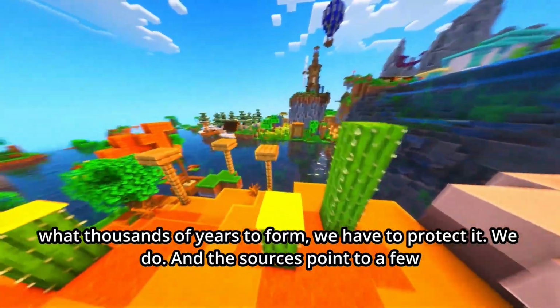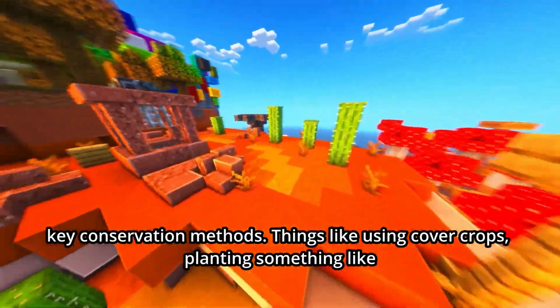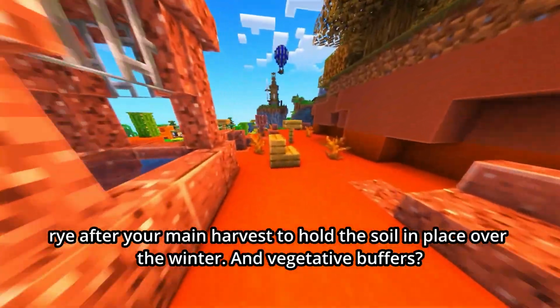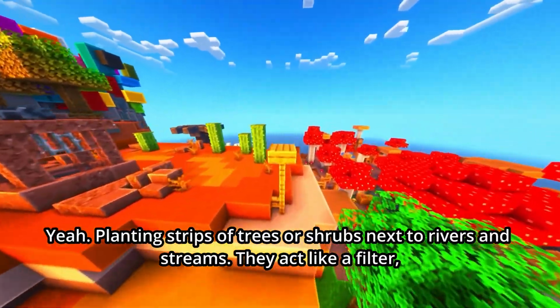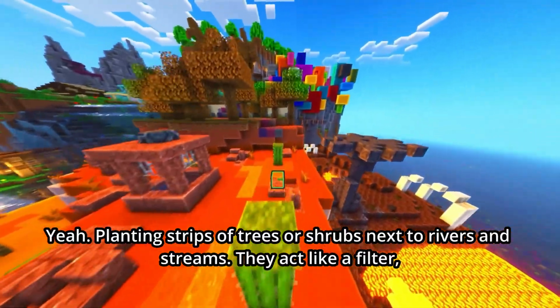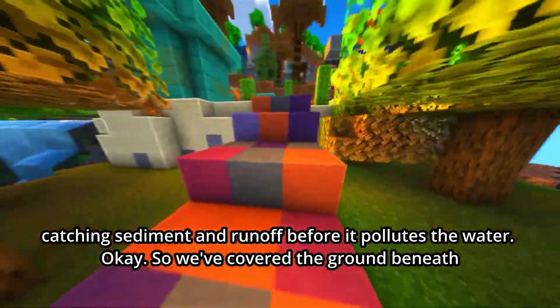We do, and the sources point to a few key conservation methods. Things like using cover crops, planting something like rye after your main harvest to hold the soil in place over the winter. And vegetative buffers? Yeah, planting strips of trees or shrubs next to rivers and streams. They act like a filter, catching sediment and runoff before it pollutes the water.